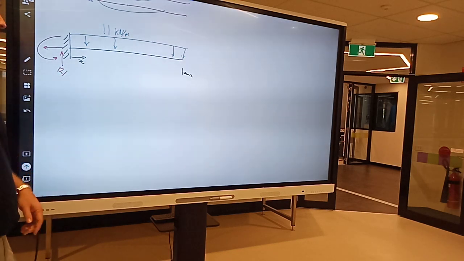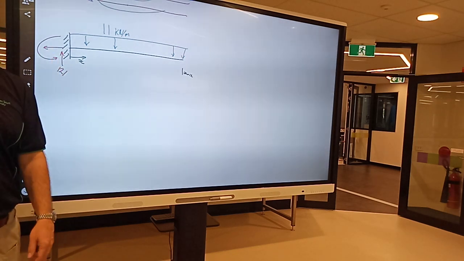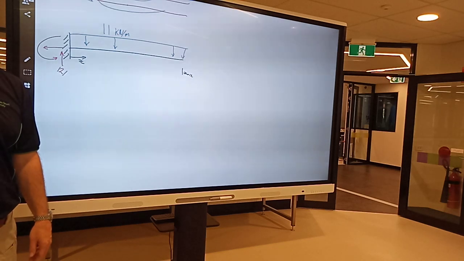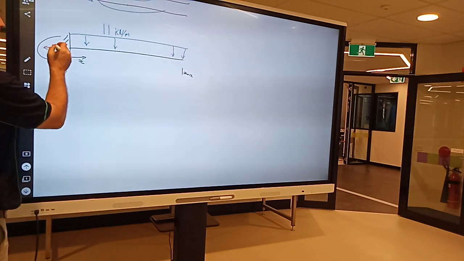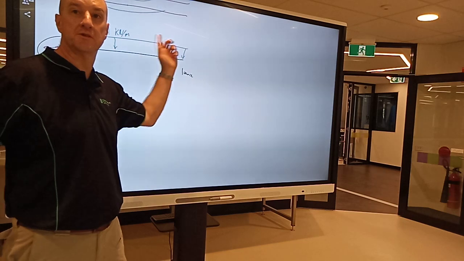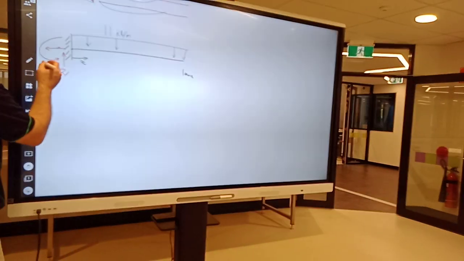Take the easy one, Jake. What is the horizontal one? Horizontal component here. 0. Very good. Because there's no external force pushing this horizontally. So 0. All right. What is the M?